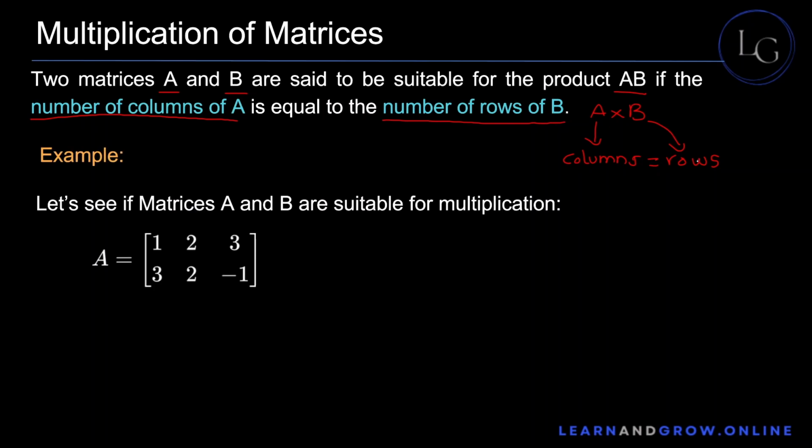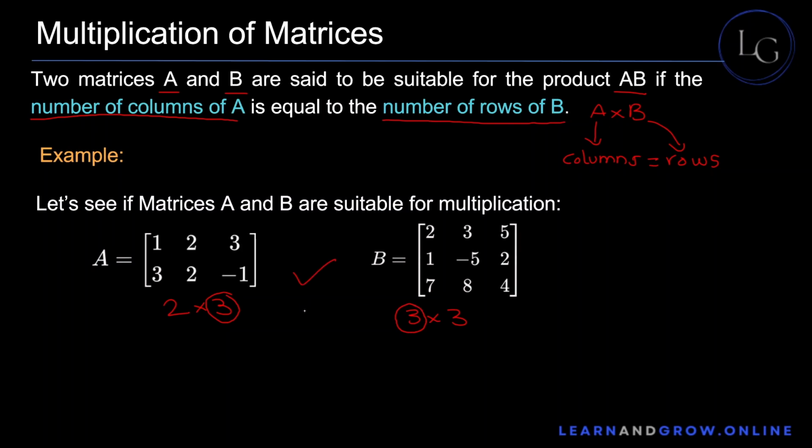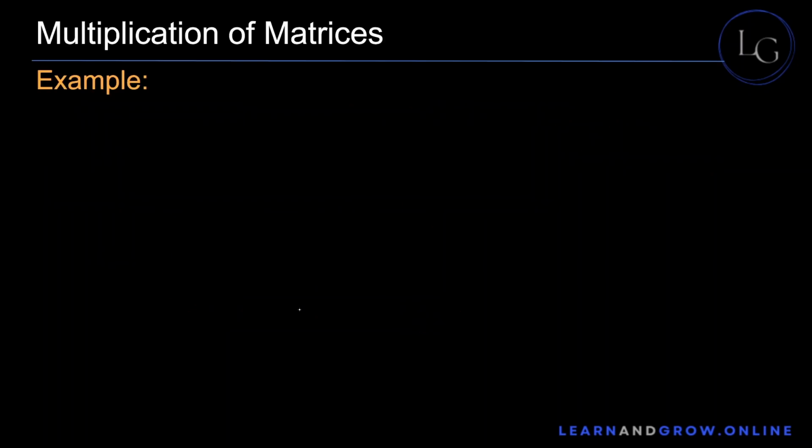Now see this example here. A here is of the order 2 by 3, so 2 rows and 3 columns. And B here is of the order 3 by 3, so 3 rows and 3 columns. The number of columns of A is equal to the number of rows of B. So A multiplied by B is indeed feasible. Now let's see how the multiplication actually happens.